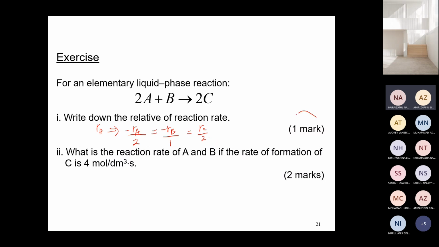Okay, so you will have 1 mark here. So here, what is the reaction rate of A and B if the rate of formation of C is 4 mole over decimeter cube per second? So they have given the value of RC. You just replace the RC, which is 4. Then you will be able to get RB and RA here. Okay, does everyone understand? Yes, madam. Okay, good.